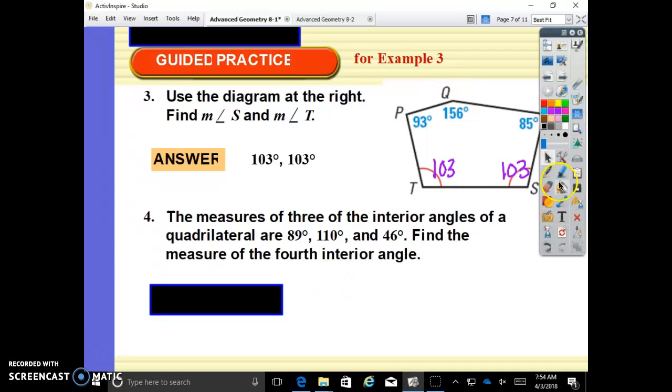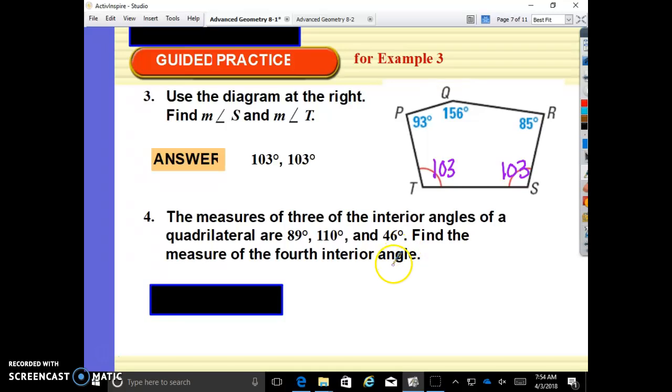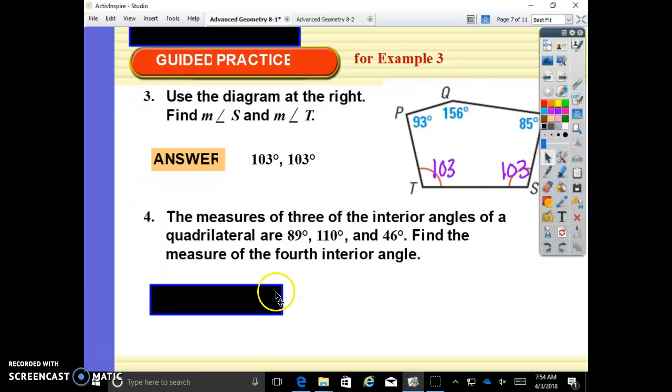The measures of 3 of the interior angles of a quadrilateral, 3 out of the 4, are as follows. Find the 4th interior angle. All quadrilaterals, 4 minus 2 is 2. 2 times 180 is 360. They always add to 360. 360 minus 89 minus 110 minus 46 equals 115. So the answer is 115.